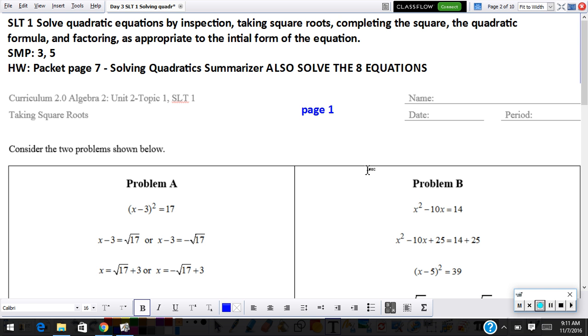Today we're going to analyze the structure of a quadratic equation to determine the most efficient method to solve it: either factoring, completing the square, square roots, or the quadratic formula. So everyone take a look at page 1 and examine the two problems that are presented and see what you find is similar and different about the solutions to these two problems.